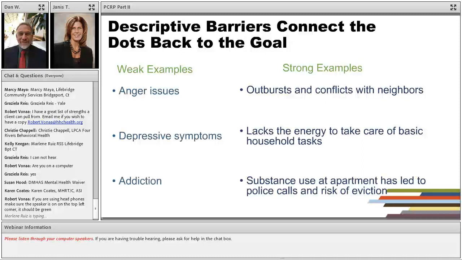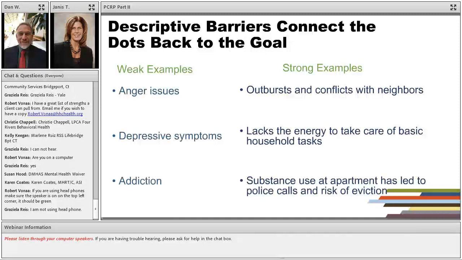And not just talking about depression, but they had a hard time taking care of some of their basic household tasks. And not just globally speaking about addiction, but maybe the substance use has led to lots of folks in and out of their apartment, unwanted activities. So maybe the cops are involved a lot and they've historically gotten addicted.